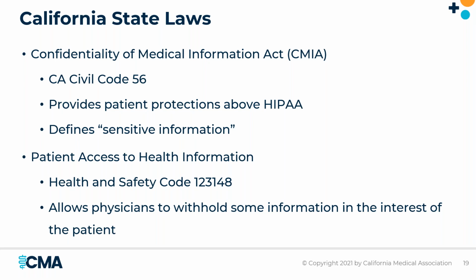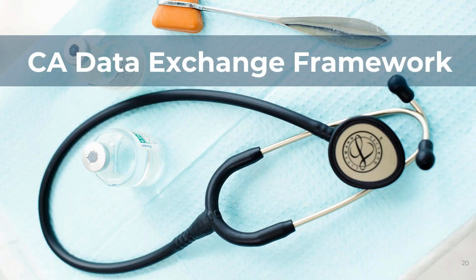So if you're looking at the federal information blocking rules, just understand how that is implemented in California is affected by the Health and Safety Code and the Civil Code. Finally, I do want to mention real quickly the California Data Exchange Framework.